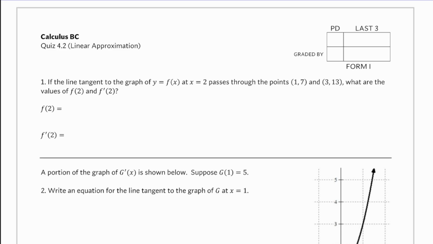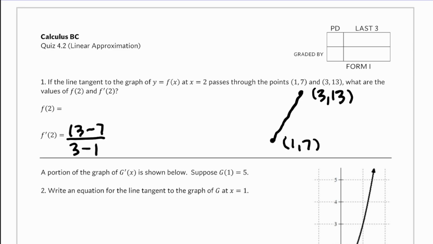So what I'm going to do is I'm just going to draw a little picture for you. Here's the point 1, 7, and that's going to be the point 3, 13. If this is the tangent line, then the slope of the tangent line is going to be f prime of 2. I think a lot of people knew to do rise over run on these 2 points. In this class, oftentimes when you get given a pair of points, you're going to do rise over run on it. So the slope of the tangent line, that's going to be 13 minus 7 over 3 minus 1.